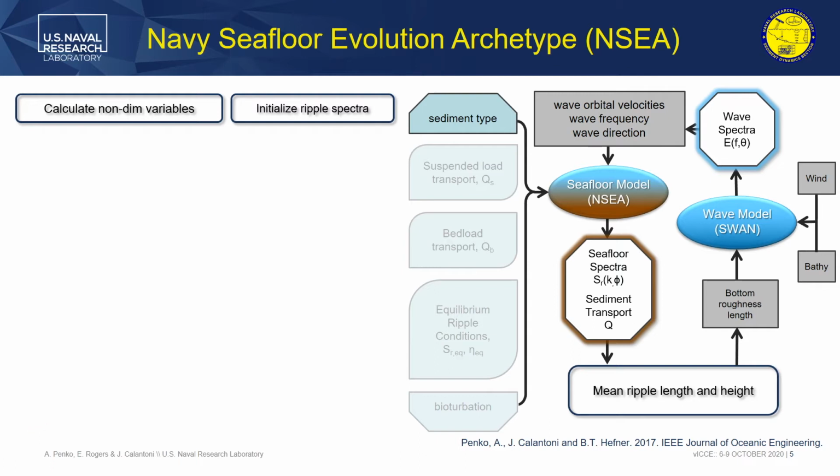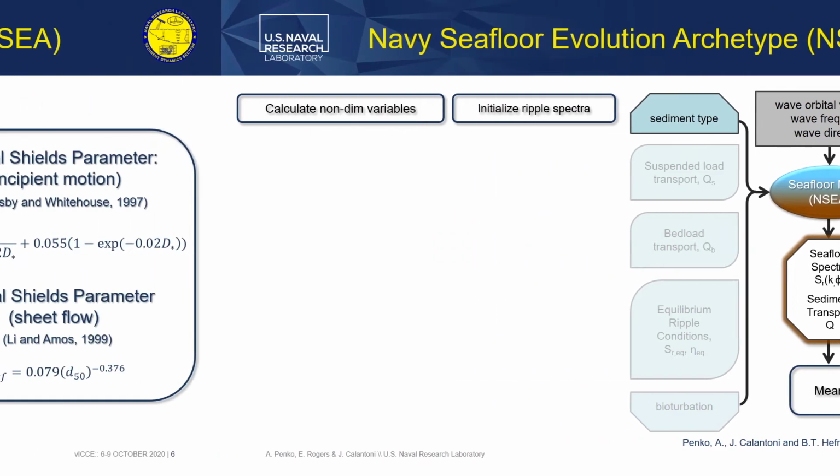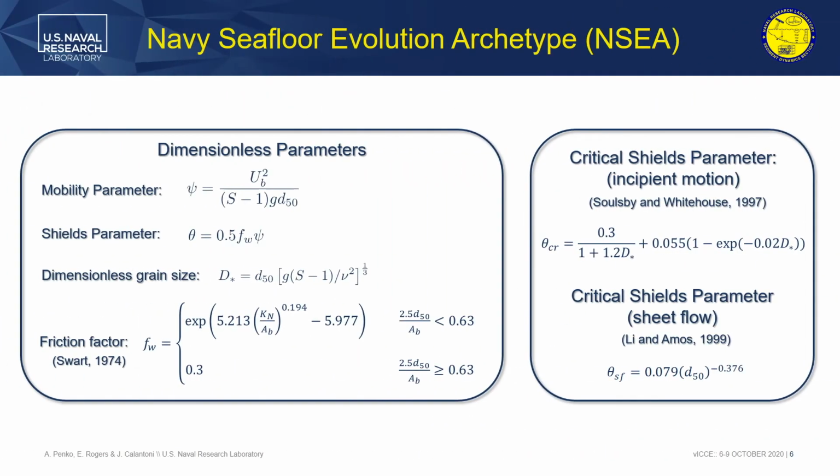First we calculate the non-dimensional variables given our Shields parameter. The parameters shown here are not really much new: mobility, Shields, dimensionless grain size. We use the Swart friction factor. But then we also have two critical Shields parameters, one for incipient motion, so when the sediment is moving, and one for sheet flow, which is our critical threshold of when the ripples get washed out.